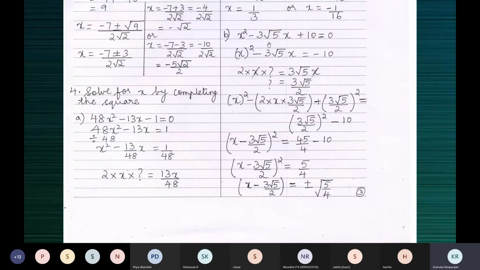So here again, we need to solve for x by completing the square. Step 1: this is the x square term, and this is minus 3 root 5 of x. So we have the first and the second term. We need the third term, that square term.